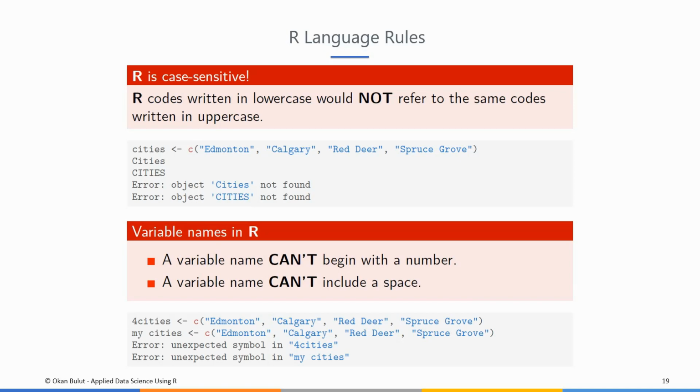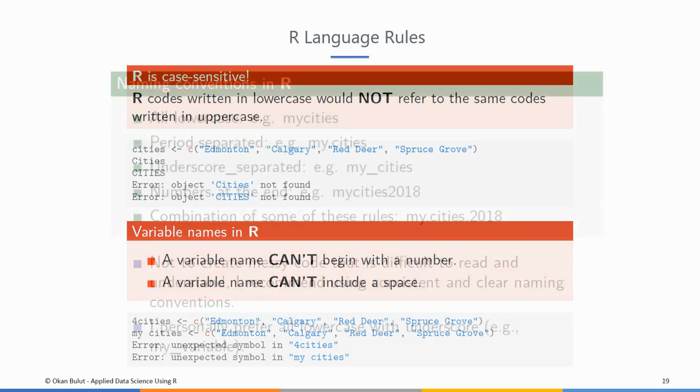So let's say I would like to create a variable and call it my cities, with a space. R will say there's an unexpected symbol in my cities, which is the space. If I delete the space and call it mycities without any space in it, that would work. Whenever you include a space between two words, R recognizes the space as a character, so it gives you this warning about an unexpected symbol.